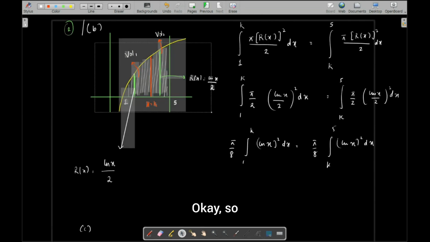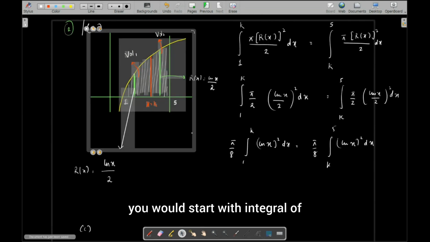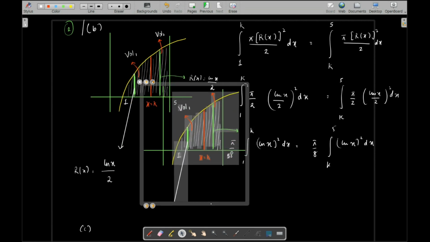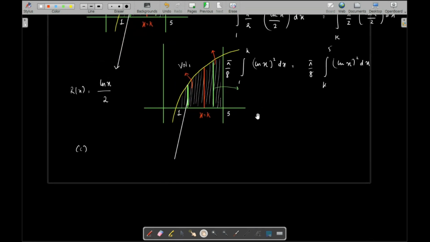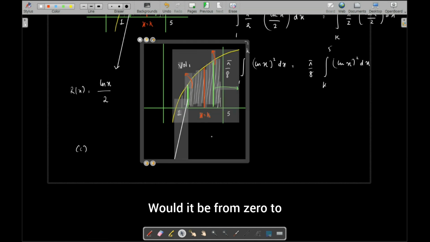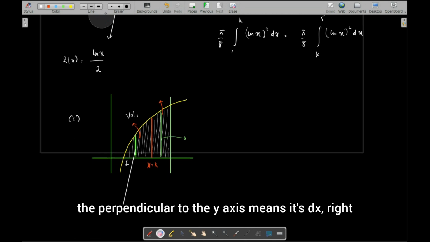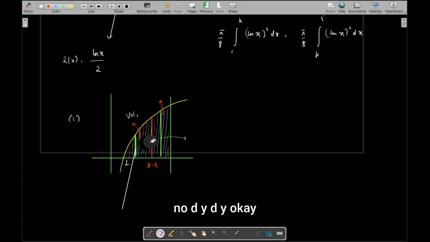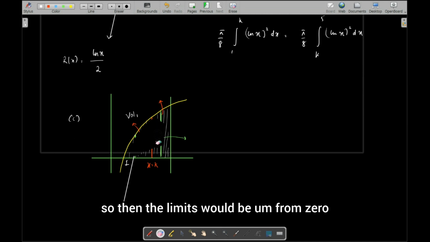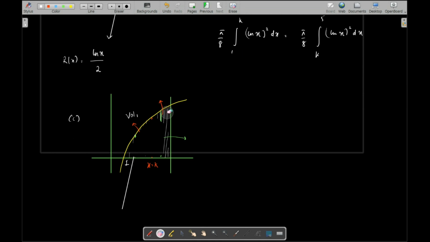So you would start with an integral of, would it be from 0 to... wait, perpendicular to the y-axis means it's dx, right? No, it's dy. So then the limits would be from 0 to whatever the intersection is, right?